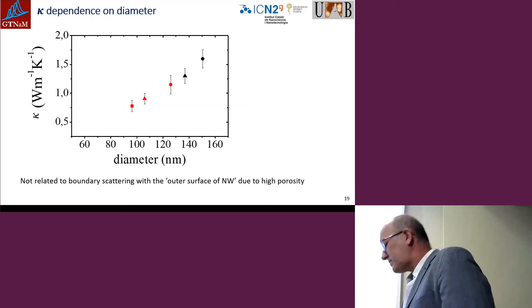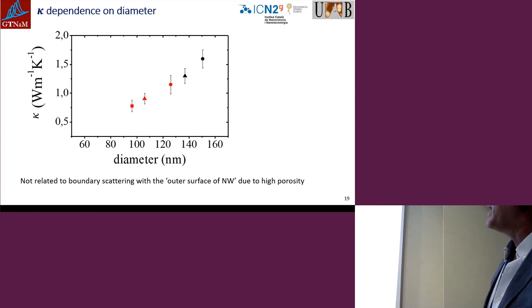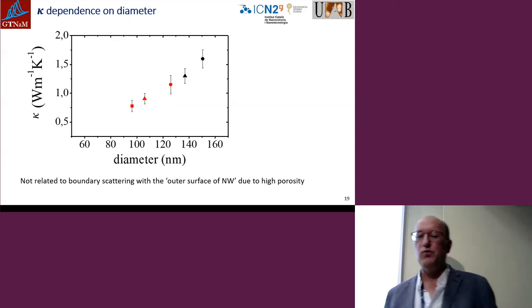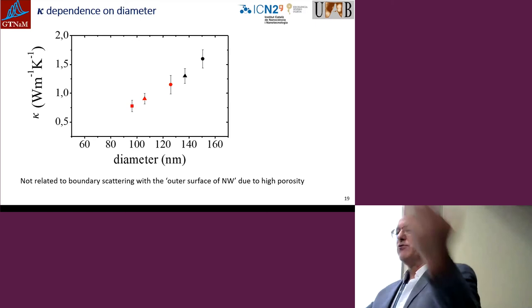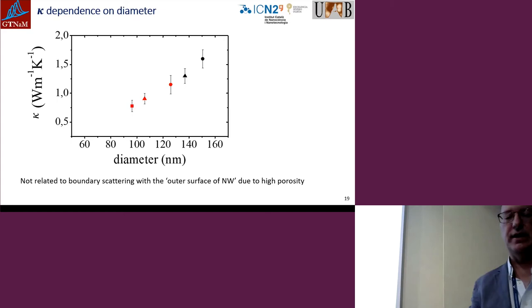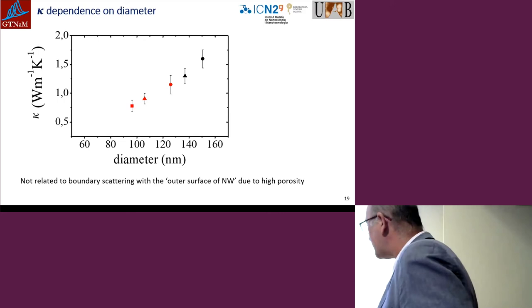Now, if you plot the thermal conductivity as a function of the diameter, you see a relationship that seems kind of linear. So we have a dependence of the thermal conductivity on the diameter. And this was quite unexpected the first time we observed this behavior, because you might guess that the outer surface of the nanowire will not have an effect, because we have a lot of internal boundary scattering of the phonons. Therefore, the fact that we have 90, 110, or 120 nanometers should not affect the value of the thermal conductivity as dramatically as this, unless we might have some anisotropy.